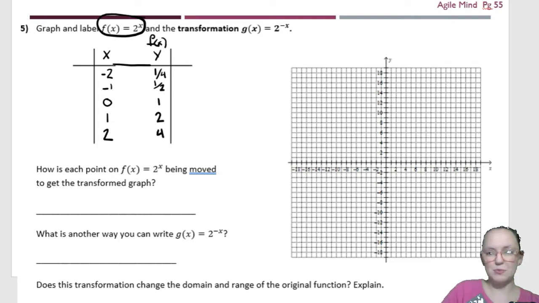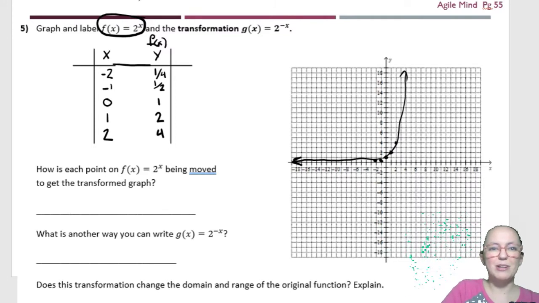And we can plot those points. So we have -2, 1/4; -1, 1/2; 0, 1; 1, 2; and 2, 4. Right up there. And we get an exponential function that looks something like this. We've got that horizontal asymptote here at y equals 0, because this is our parent function. And then we're going to do this transformation.